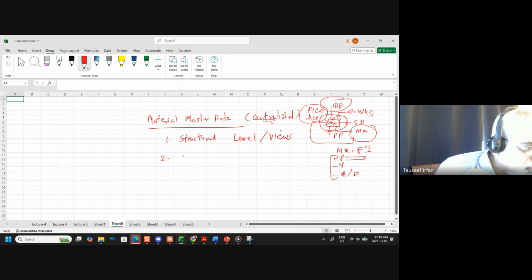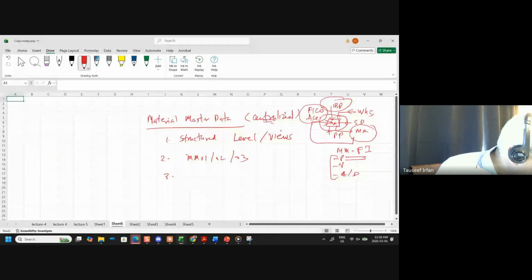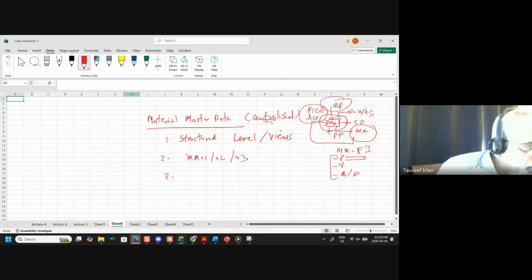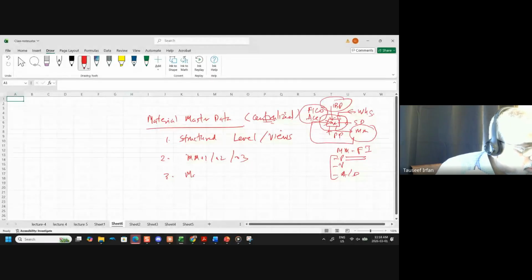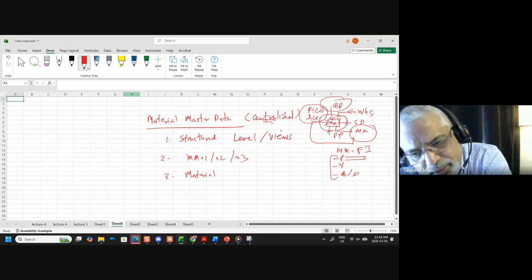The number 2, I'm just putting that together so that I don't forget what to cover. Then definitely we need to cover how to create material master, how to change it, how to display it. That's the easy one. Then we will do, what else I have listed here? Very, very important: material type.